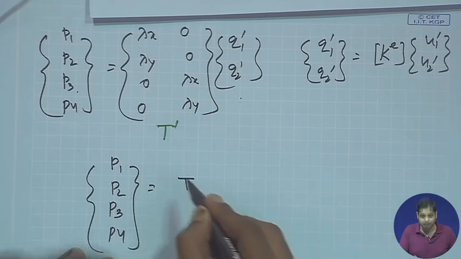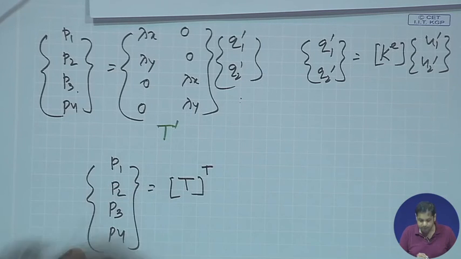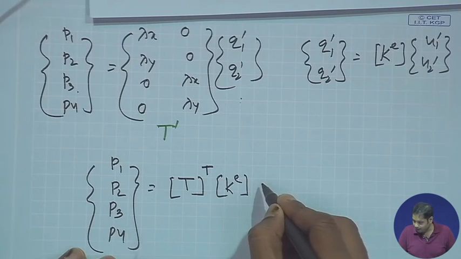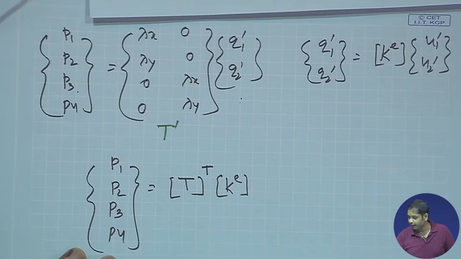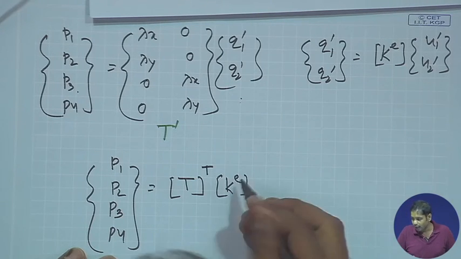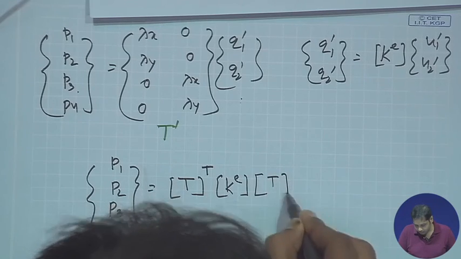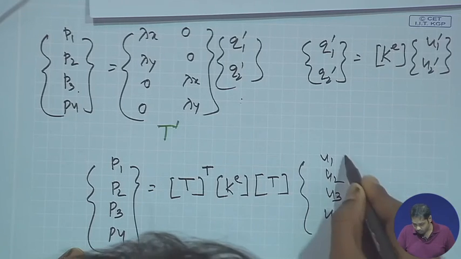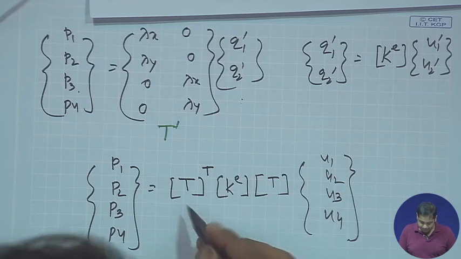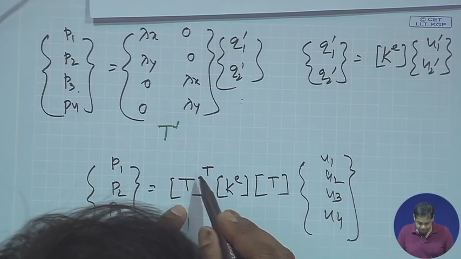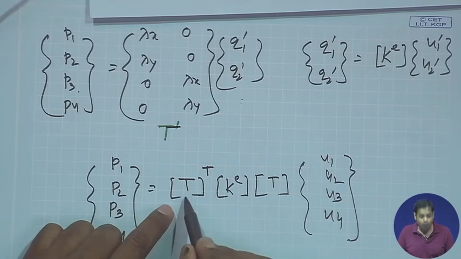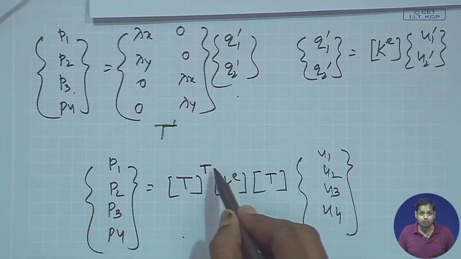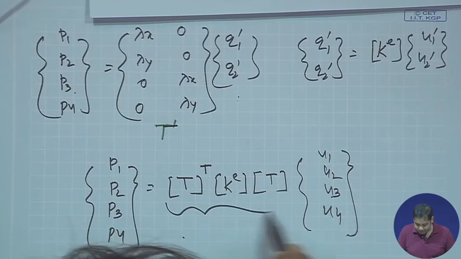T transpose, T being the transformation, into Ke, which is the element stiffness matrix, and finally T, and this multiplies U1, U2, U3 and U4. And you see what is the size of T transpose? Size of T transpose is 4 cross 2, this is 2 cross 2, and this is 2 cross 4. So, the resultant of this will be 4 cross 4, and this is essentially K.